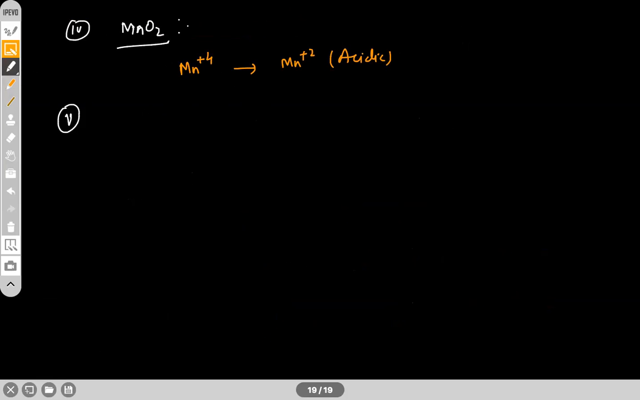Can you go back 1 second? Just 1 second, I'm going back. So we have F2 converting into 2F- in all medium.